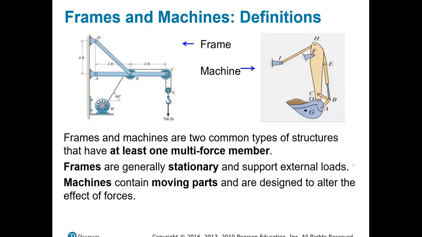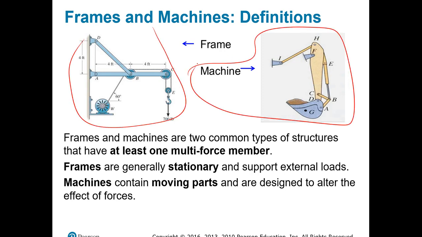All right, and finally we're getting into the end of the chapter, which is frames and machines. Frames and machines are two common types of structure that have at least one multi-force member. Frames are generally stationary and support external loads. Machines contain moving parts that are designed to alter the effect of the force. So a frame will look like this, a machine will look like this, and we'll be focusing on how to solve these types of exercises as you will have them in the book. These are a little bit more complicated. I mean, these ones are complicated, but these ones are also complicated, okay?